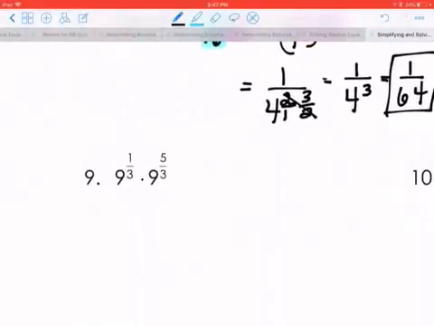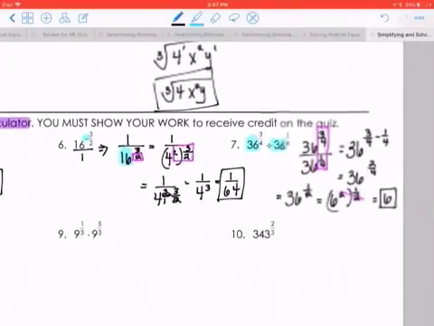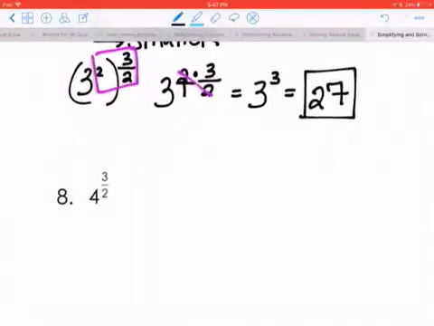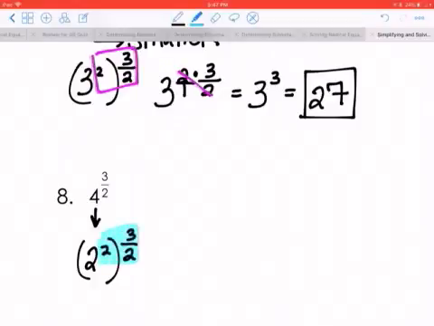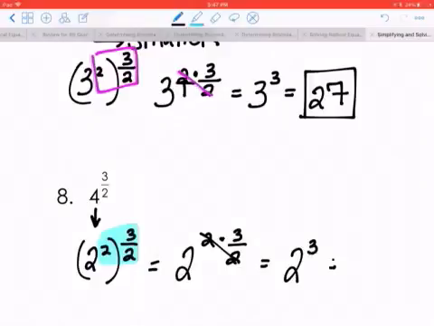Okay, so number 9. Nope, number 8. Again, I want to rewrite this to a smaller base, so 4 can be rewritten as 2 squared to the 3/2. Now we got to deal with these exponents. You know that we can multiply them. When we do that, the 2's cancel, and so we're left with 2 cubed, which is 8. Remember, small base, smallest base possible.